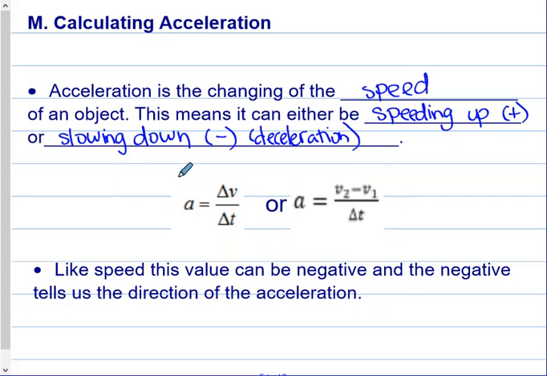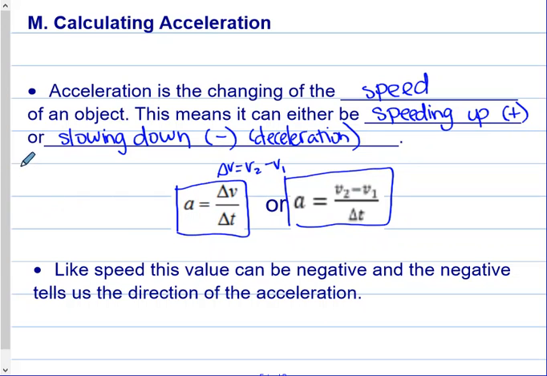Okay, so here are our two formulas, and this one is just the exact same as this one, except, remember, delta v is change in velocity and it equals v2 minus v1. So put v2 minus v1 in for delta v and you get this formula. So two formulas that are the exact same.